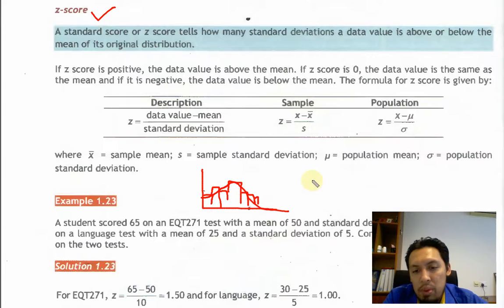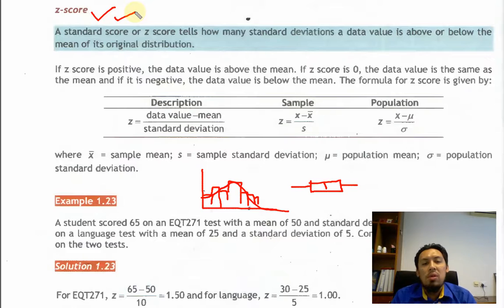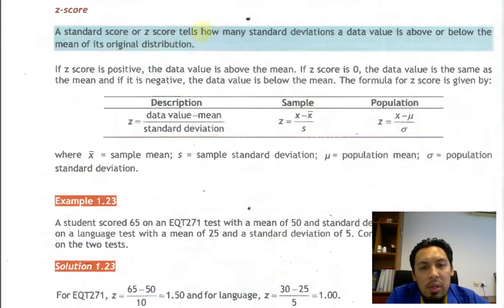If you are looking at a box plot, the box plot should be somewhat symmetrical, left and right. Then you can use z-score. So basically, z-score can only be used when your data is normal. Okay, so what is z-score? Z-score tells how many standard deviations a data point is above or below the mean.